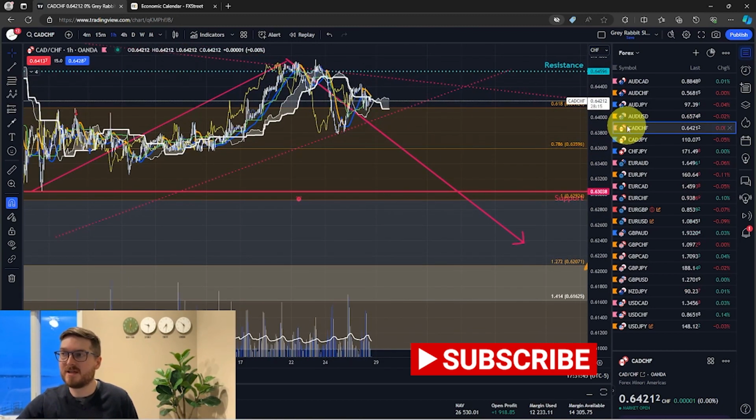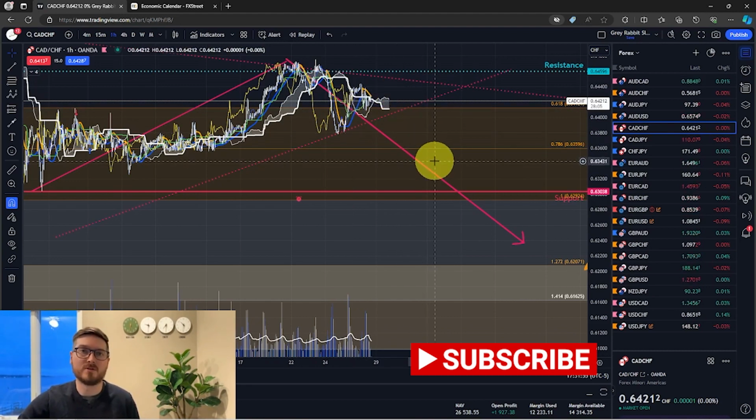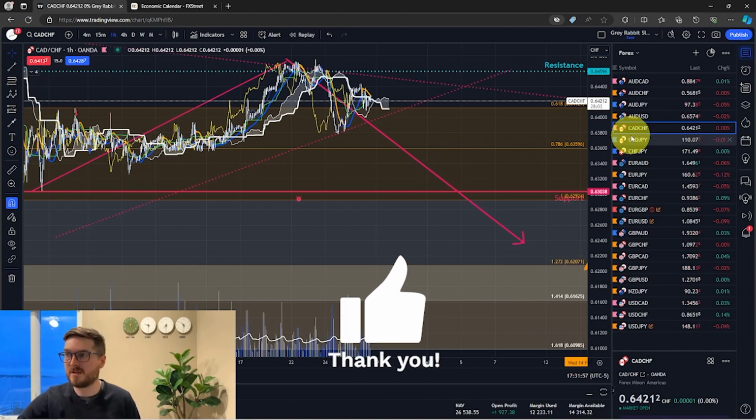But yeah, guys, keep an eye on this pair. Either this week or over the next few weeks, we could see these lower time frames start to trend in the bearish direction. And that's when we're going to want to look to see if we can enter a trade. So yeah, keep an eye on this one, guys. CAD Swiss franc.